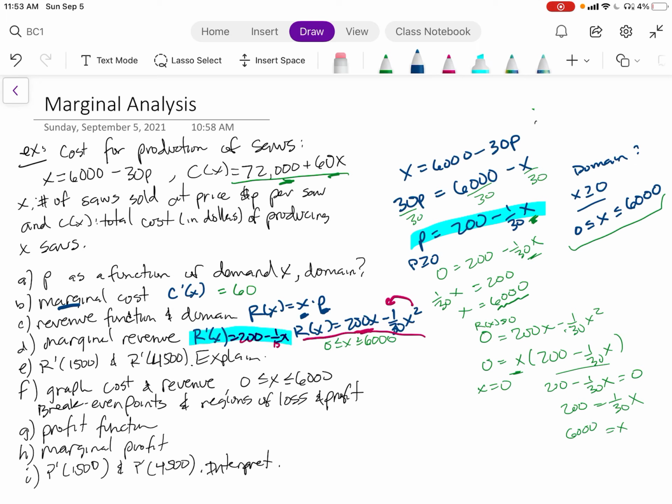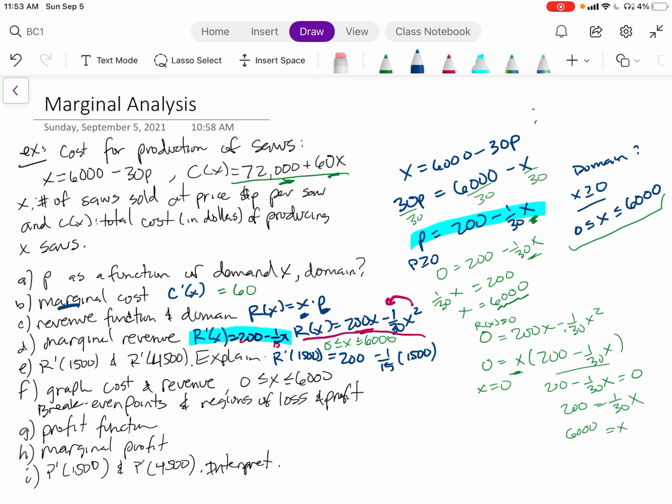R prime of 1,500 simply means substitute 1,500 in for x. So R prime of 1,500 equals 200 minus 1/15 multiplied by 1,500.